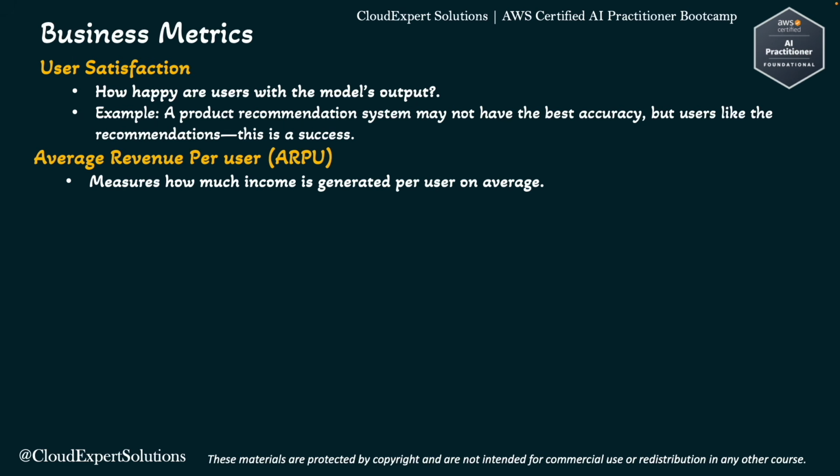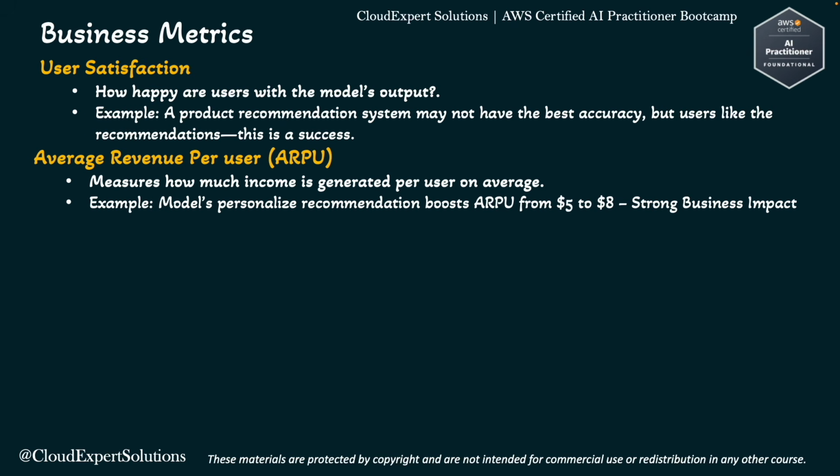The second, average revenue per user. Average revenue per user measures how much income is generated per user on average. As an example, if your machine learning model personalizes offers and boosts average revenue per user from $5 to $8, then it's a strong business impact.